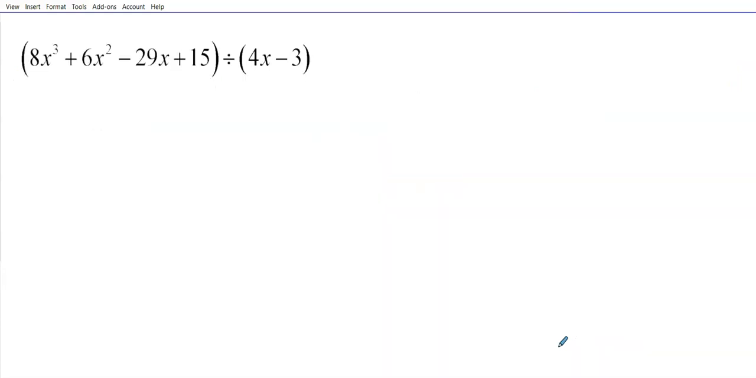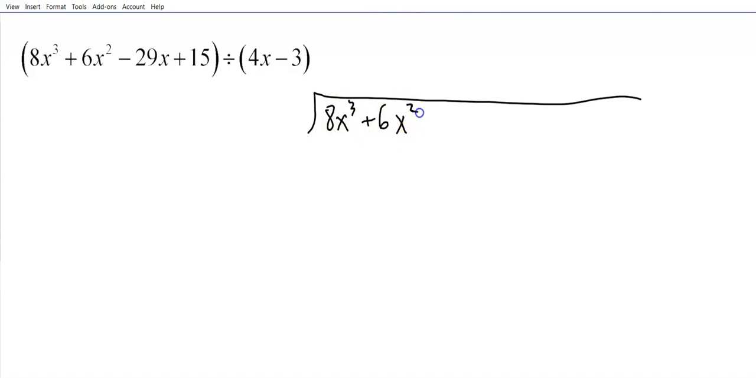Let's try this one. So again, just kind of set it up. It looks a little different with the division sign there, but it's pretty much the same kind of problem here. So we get 8x cubed plus 6x squared minus 29x plus 15, and we're divided by 4x minus 3.